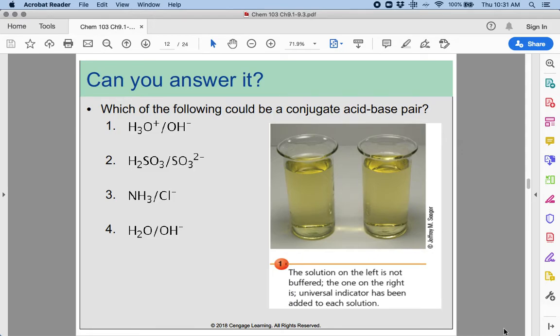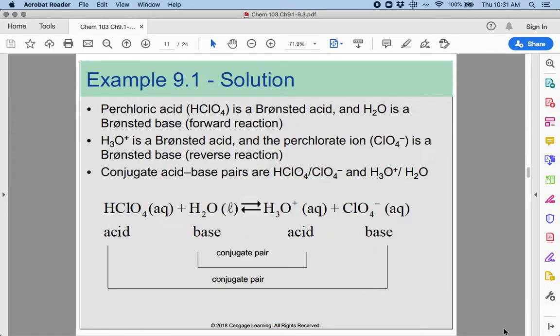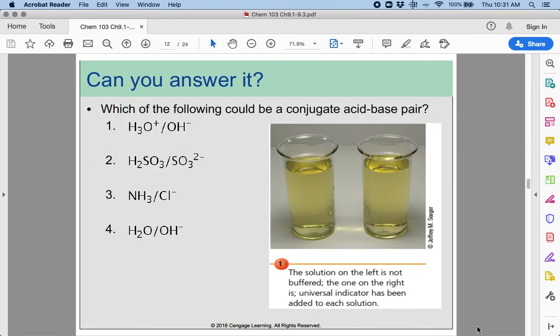So, are you able to look at these different combinations of things and determine which could be a conjugate acid-base pair? Again, I'm talking about looking at something like this and saying, would these be reasonable to be a pair? So take a moment, pause the video here, and come to a conclusion that you think is most reasonable.